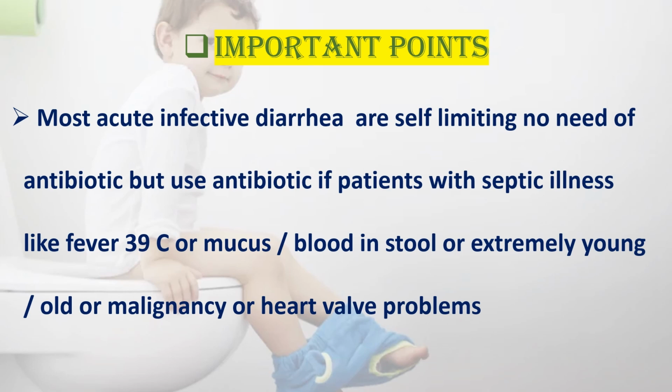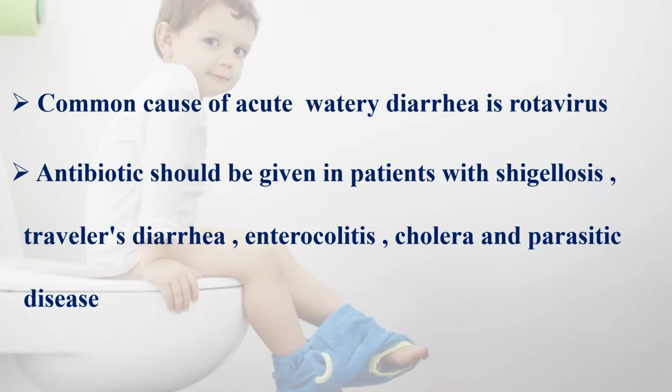Most acute infective diarrhea is self-limiting, with no need for antibiotics. But use antibiotics if the patient has septic illness like fever of 39 degrees Celsius or more, or mucus or blood in stool, or if patients are extremely young or old, or have malignancy or heart valve problems. A common cause of acute watery diarrhea is rotavirus. Antibiotics should be given in patients with shigellosis, traveler's diarrhea, enterocolitis, cholera, and parasitic disease.